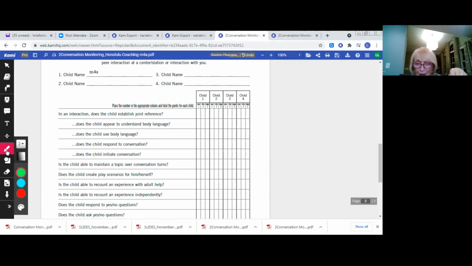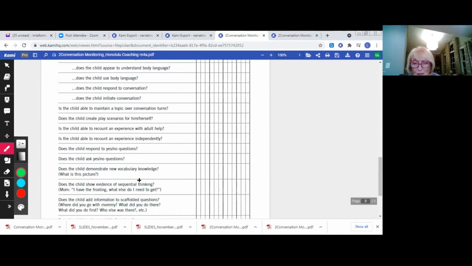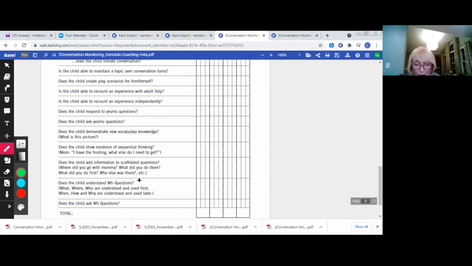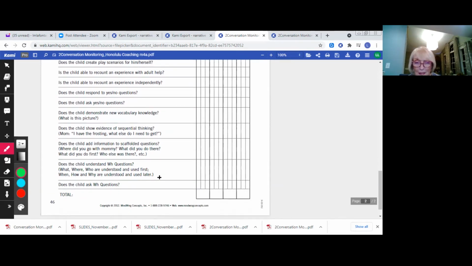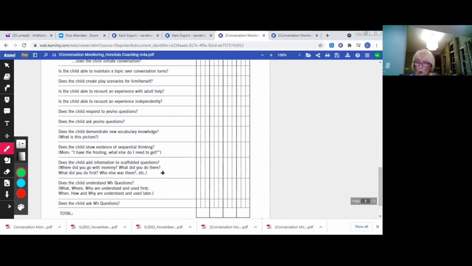Does the child initiate a conversation? Because some children don't initiate, but they do respond. So it goes from there all the way down to asking and answering questions on their own as we progress. We've been spending a lot of time on the question forms, crowd and peer. So this is a general way of looking at a child to start a conversation with another adult about how to help that child and notice his or her strengths.